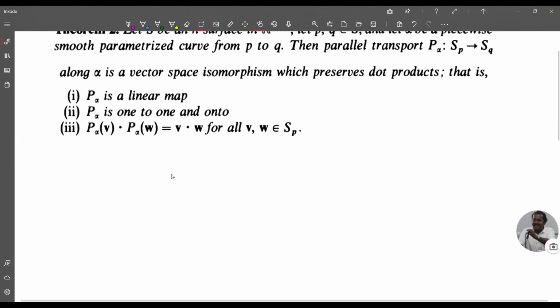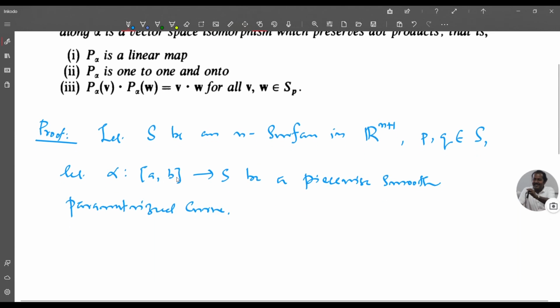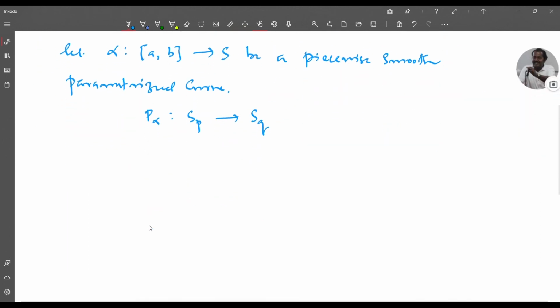Proof. Let S be an n surface in R^(n+1), and you choose two points P, Q in S. Let alpha from [a, b] to S be a piecewise smooth parameterized curve, and let P alpha from S_P to S_Q be the parallel transport. Now first we show that P alpha is a linear map.